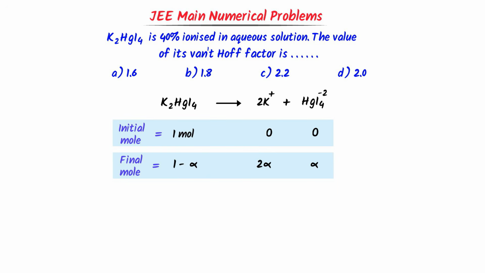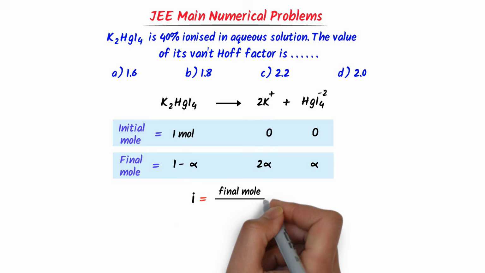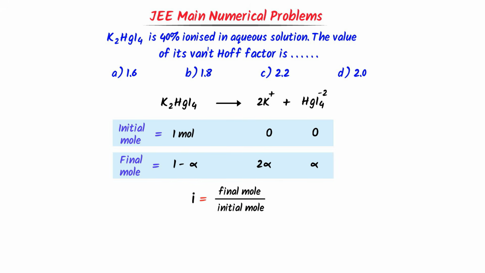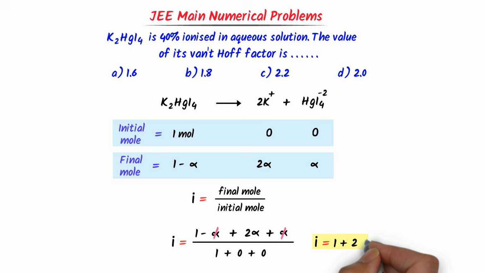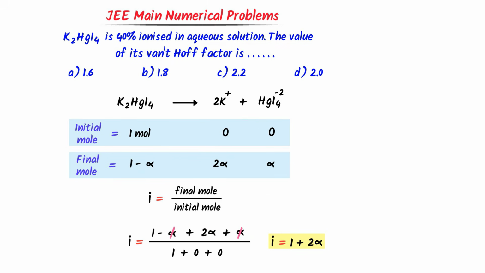Now the Van't Hoff factor i is equal to the final moles of solute upon the initial moles of solute. i is equal to the final moles of solute, which is 1 minus alpha plus 2 alpha plus alpha, upon the initial moles of solute, which is 1. Thus minus alpha and plus alpha cancel out. I get i is equal to 1 plus 2 alpha. Using this equation, we can find the Van't Hoff factor of this reaction at any moment.